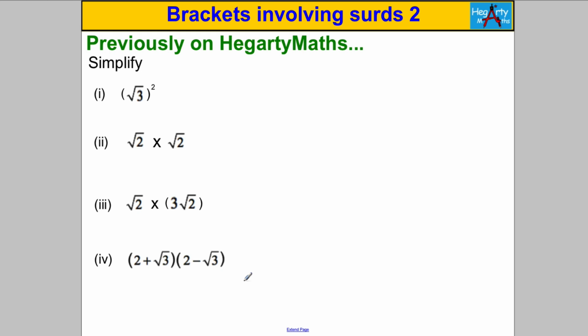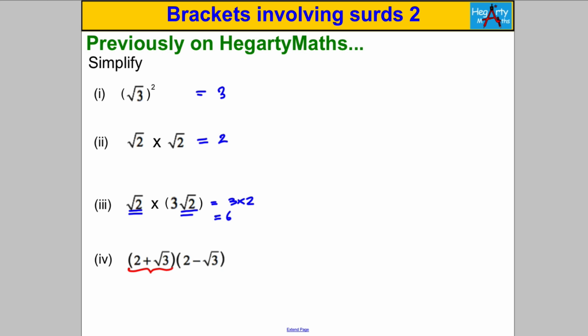Also, we've previously simplified the following things on Hegarty Maths. Root 3 all squared, well that's root 3 times root 3, which is going to be 3. Root 2 times root 2 we know is going to be 2. What about this? Root 2 times 3 root 2. Well, we know we can do the multiplication in any order, so we know we can do root 2 times root 2, which is 2, and we've still got a times 3, so this is 3 times 2, which is 6. Now the last one, can you spot the similarity to what I was talking about before?